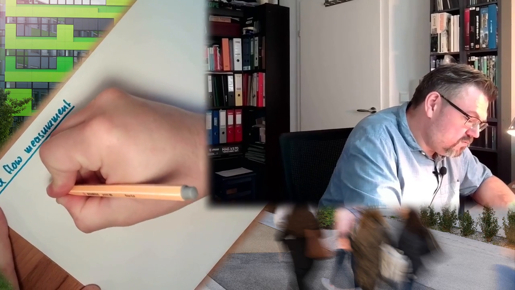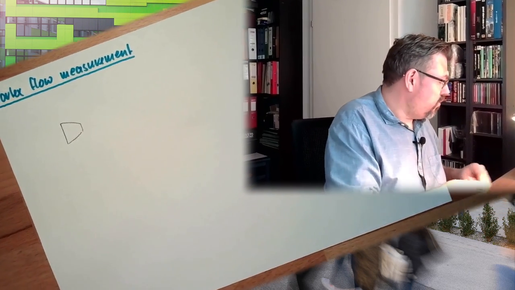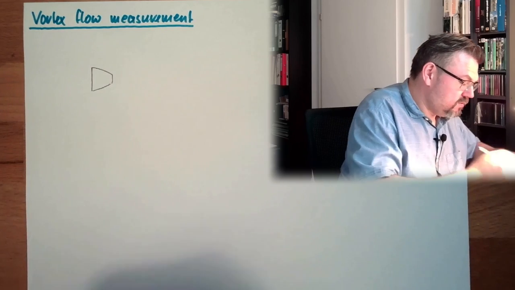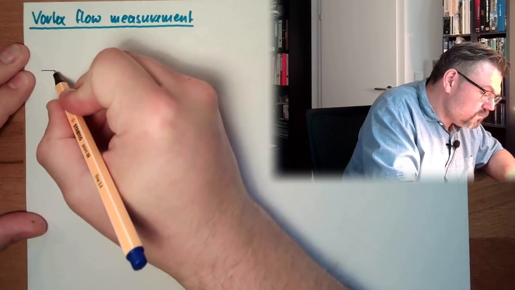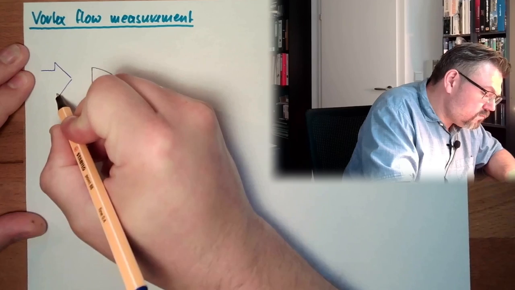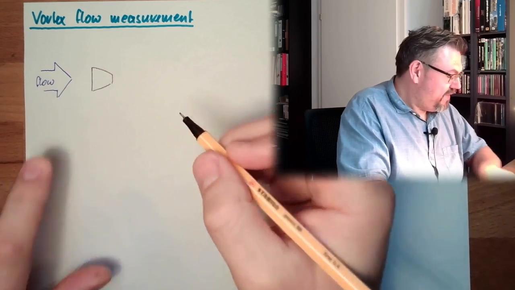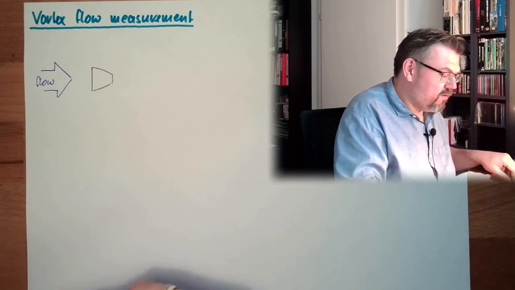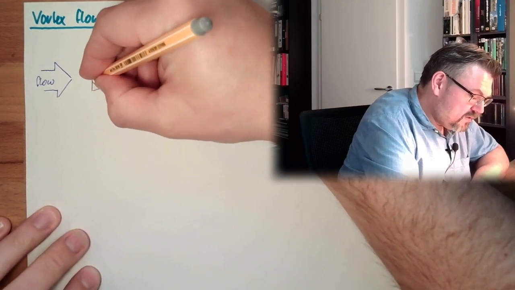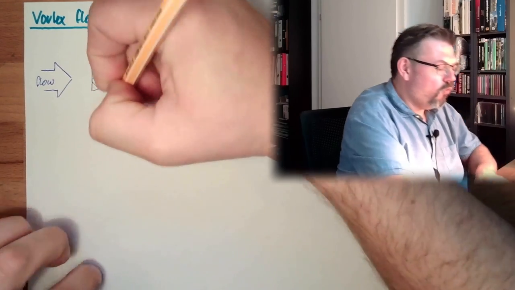Well, what is this? Imagine we have some flow, and then we have a body which is blocking the flow, and it has a specific form, something like this. And here we have the flow. The flow is approaching this direction. Then at this body, depending on the form, more or less, there will be vortexes.